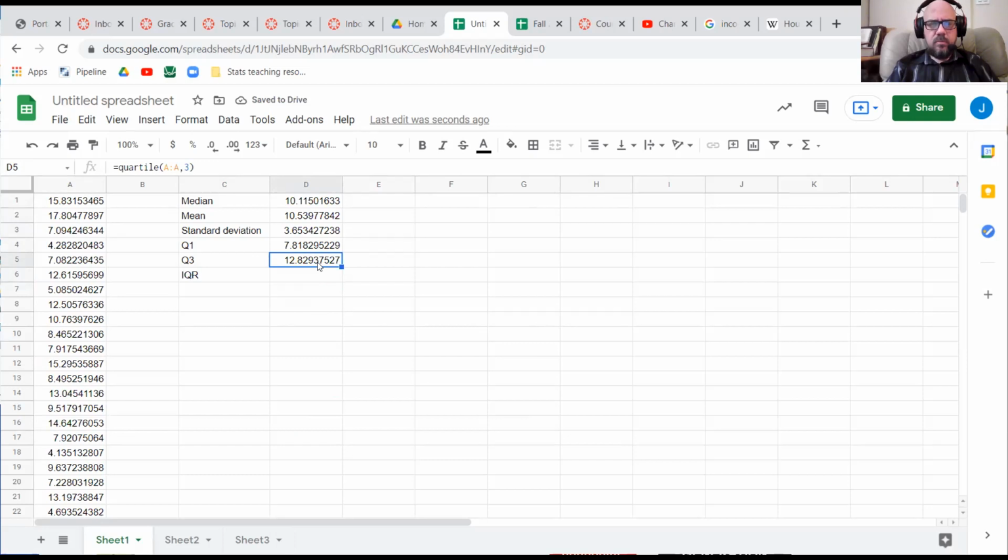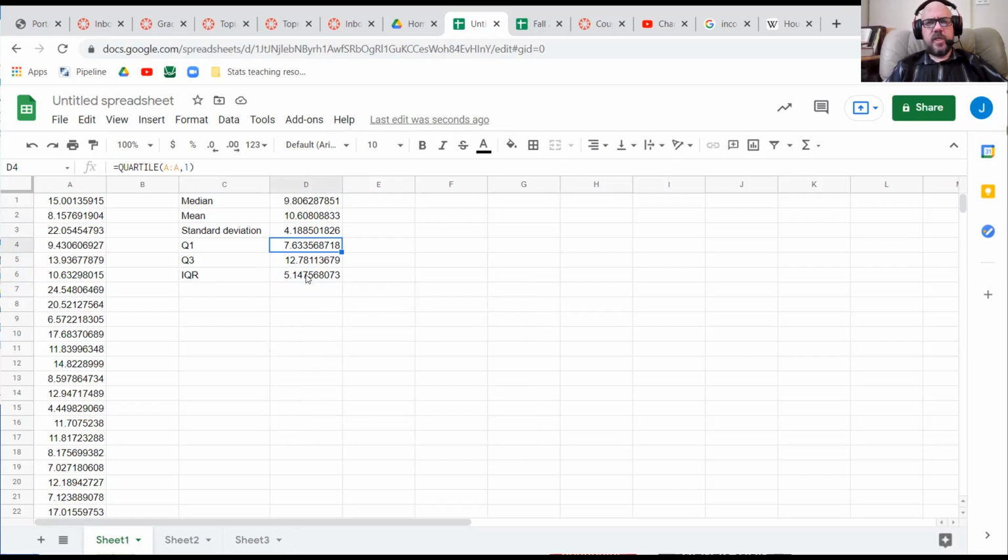So let's do equals D5 minus D4. So notice what I'm doing there is I'm just identifying the cells here, right? So this is D5 and this is D4. So I'm just putting in the formula of the IQR is Q3 minus Q1. That's all I'm doing there.